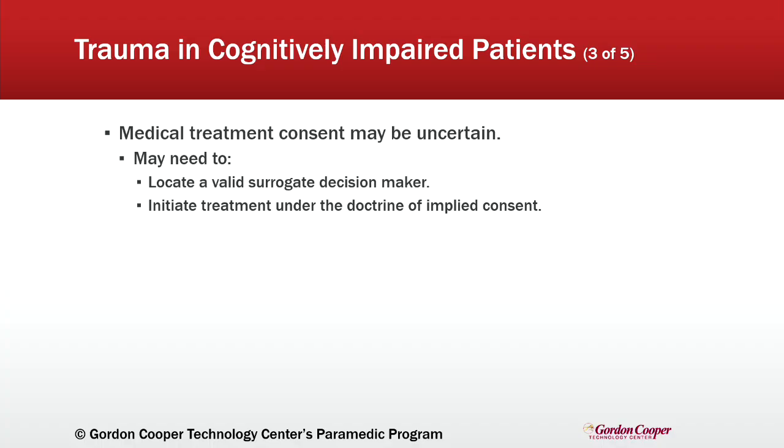Medical treatment consistency may be uncertain in these patients, so it may be hard to be consistent with treatment with them. Adults with profound impairment often lack the capacity to consent or refuse treatment. It may be necessary to locate a valid surrogate to help make decisions for the patient. In emergencies, treatment can be initiated under the doctrine of implied consent, even for a fully conscious patient that may be refusing, but their cognitive impairment may preclude them from being able to fully refuse consent.